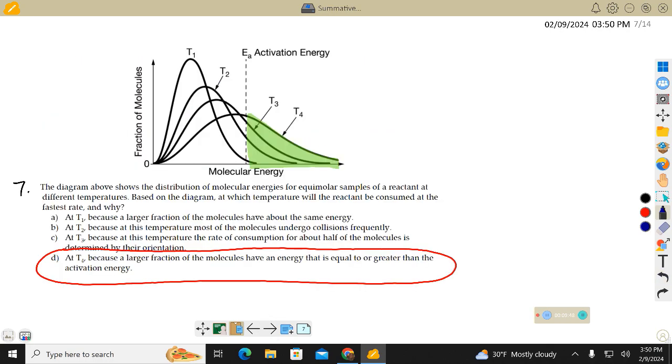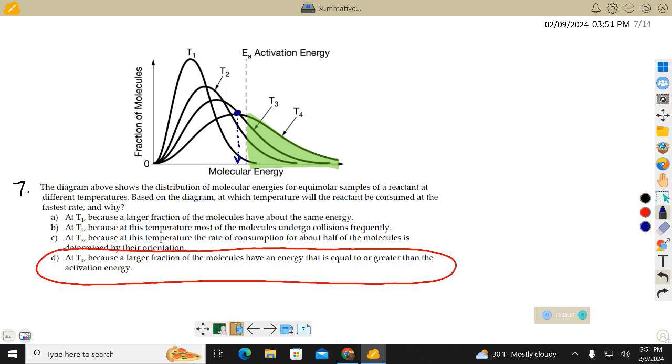7, here's a graph of molecules with different amounts of energies because they're at different temperatures. Based on the diagram, at which temperature will the reactant be consumed at the fastest rate? This question, I don't know if anybody missed this one. Obviously, it's temperature 4. It's the highest temperature because on average, most particles have the largest amount of energy.